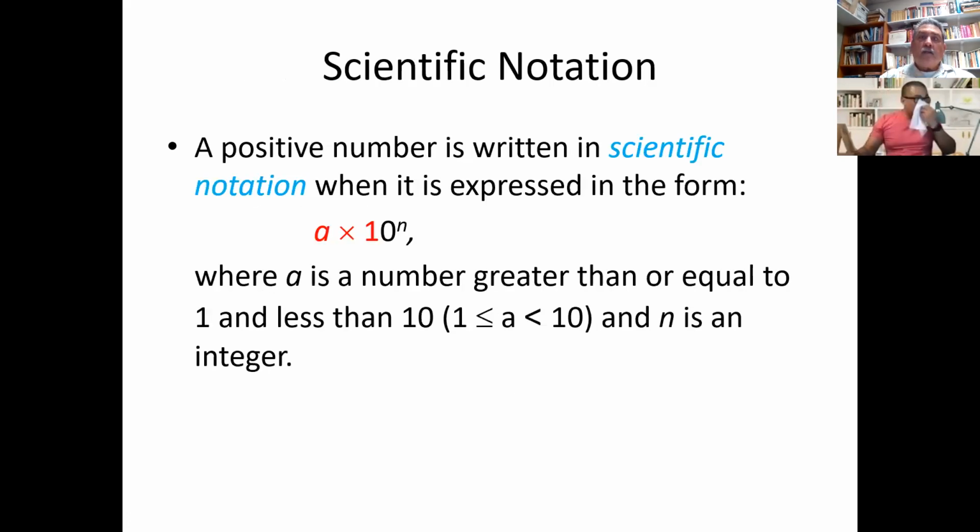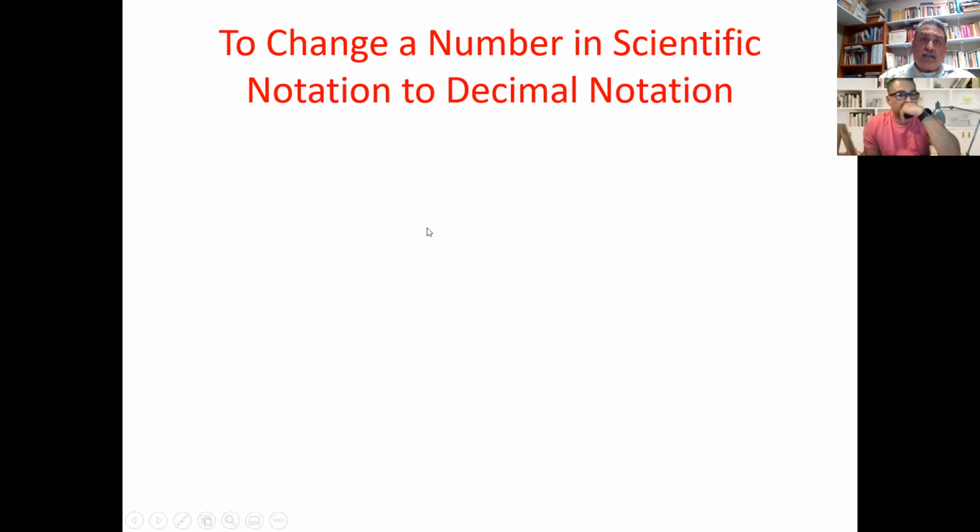Now this is an important thing. We come to scientific notation. A positive number is written in scientific notation when it's expressed in this form. A is a number greater than or equal to 1 and less than 10, because if it's equal to 10, then you have to add it to the exponent of 10. So it has to be less than 10, and n is an integer. Keep this in mind. Now we look at some examples.